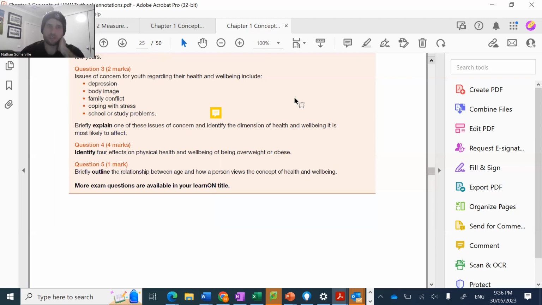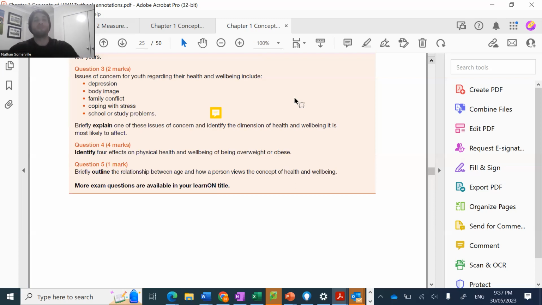As listed, 5 issues of concern for youth regarding their health and well-being: depression, body image, family conflict, coping with stress, school or study problems. You'll notice that these are all different dimensions of health. Depression would refer to the mental dimension of health. Body image refers to the mental dimension of health. Family conflict would refer to relationships, so predominantly the social dimension of health. Stress would be mental, and school or study problems would be mental. So it's mostly mental with one social.